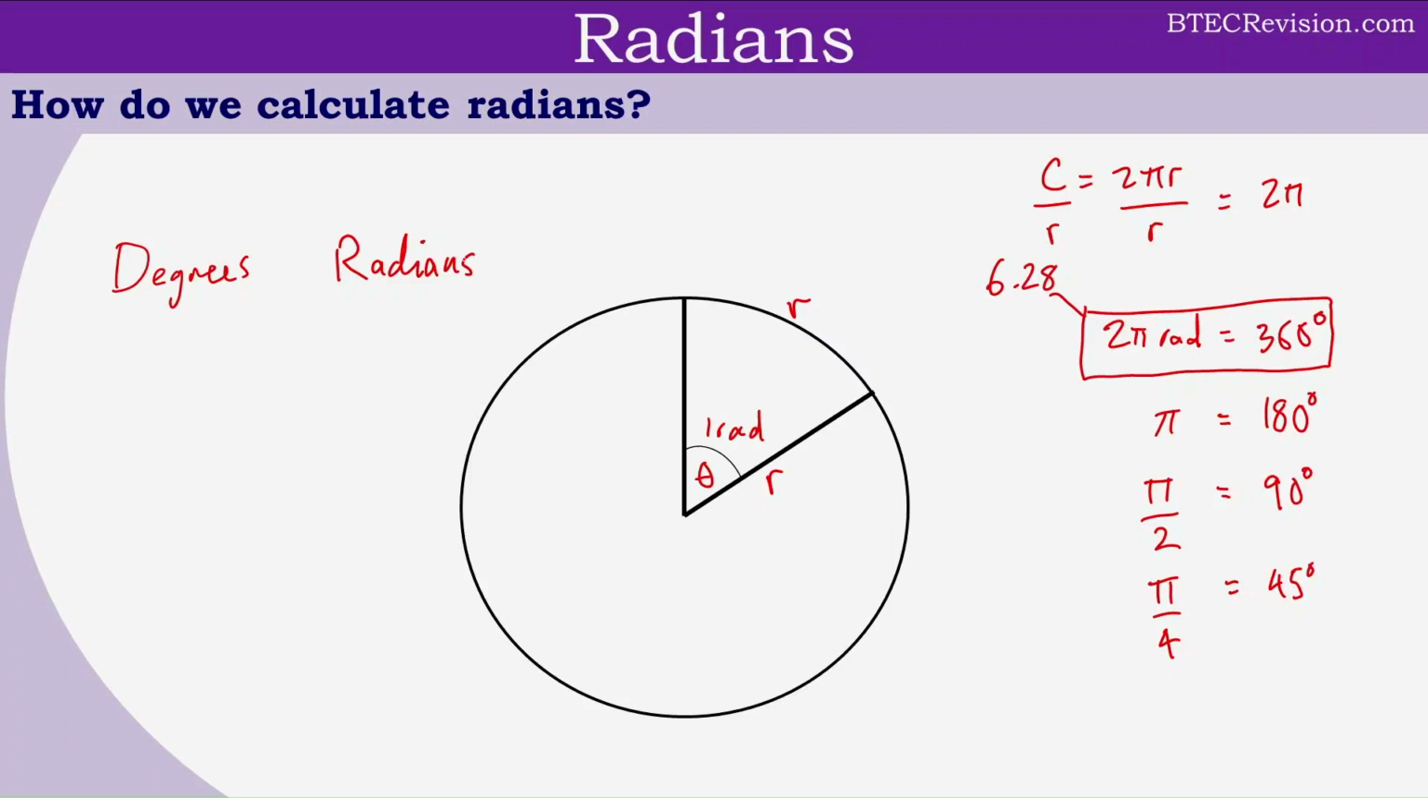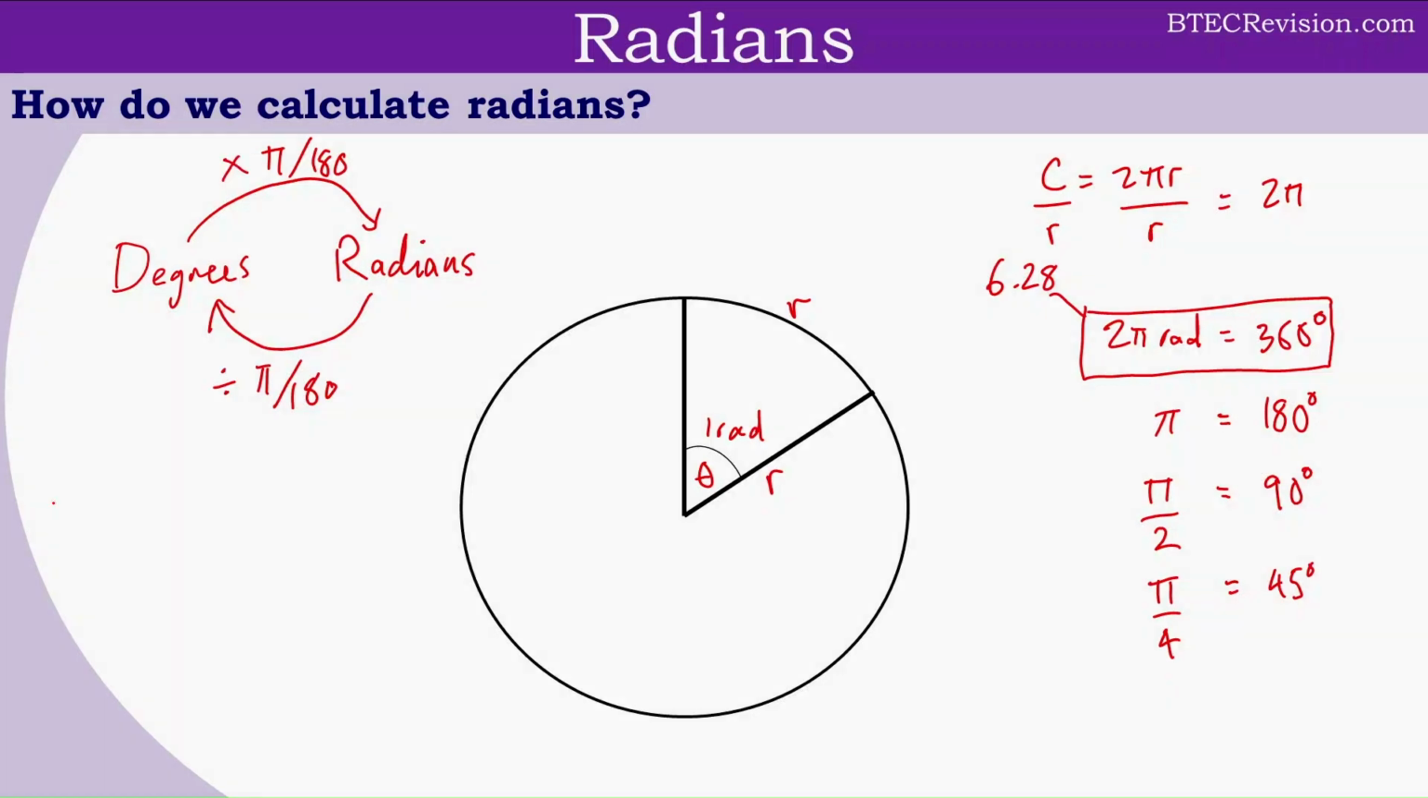We need to know how to convert from degrees into radians and vice versa. In order to convert from degrees into radians, you will have to multiply by pi divided by 180. And to convert back, you would have to divide by pi over 180.